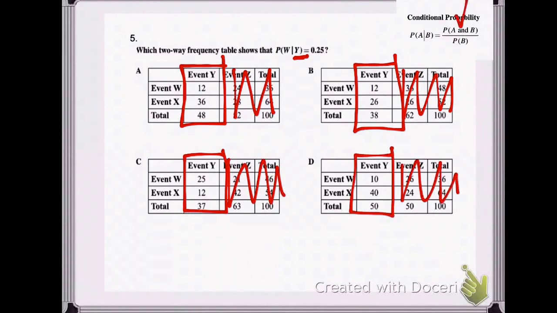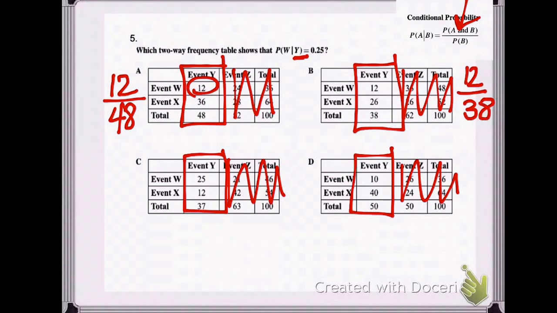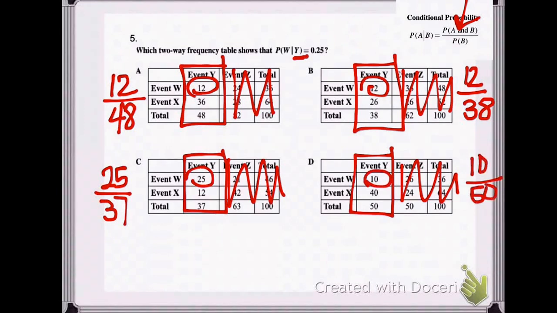So we want to know the intersection. So that would give me 12 over 48 for the first table, 12 over 38 for the second table, 25 over 37 for the third table, and 10 over 50 for the last table.